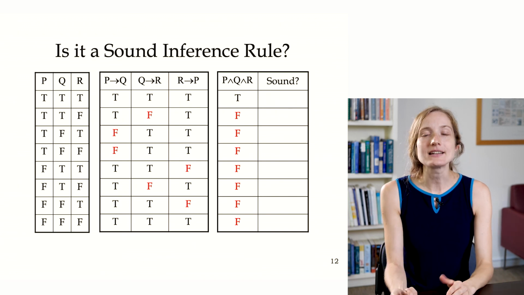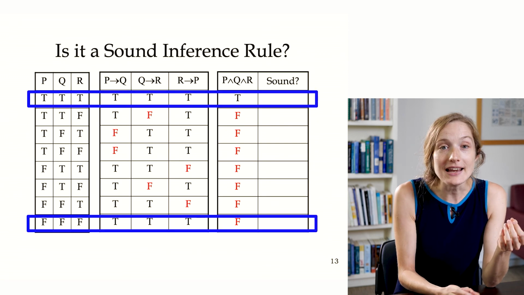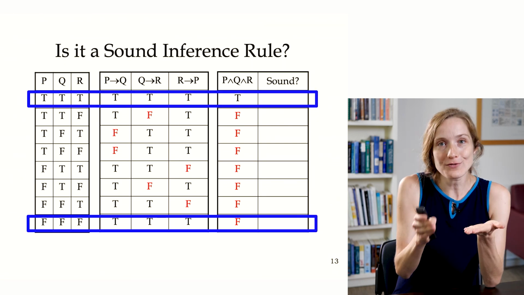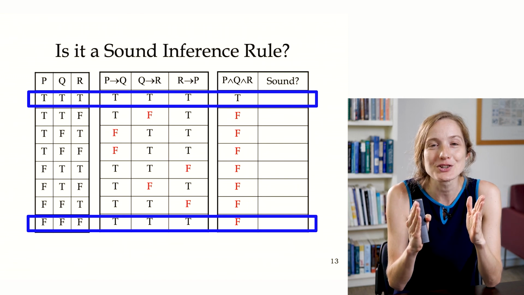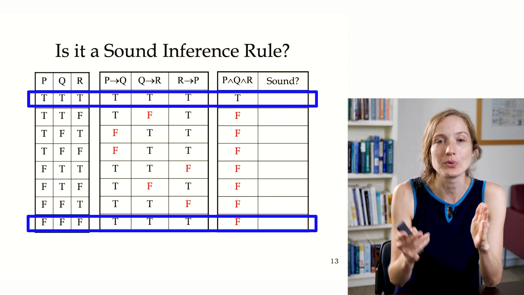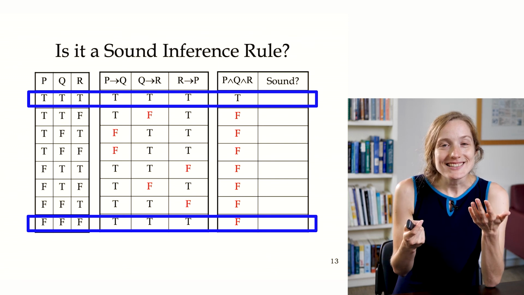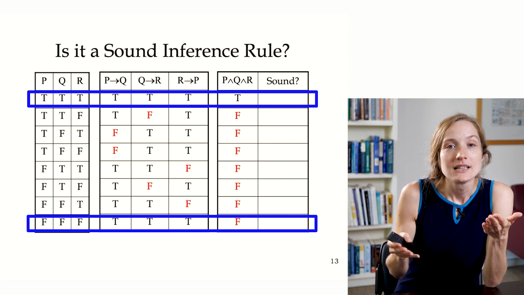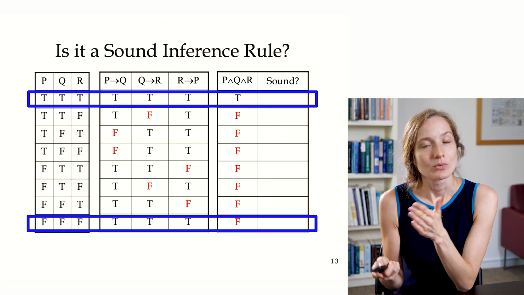Remember again, an inference rule is sound if for any assignment, or any row in the truth table, where all of the assumptions are true. If you look at this middle region here, there are exactly two such rows, the very top and the very bottom. And the question is, is it the case that in all of those rows, the conclusion is also true? So take a look.